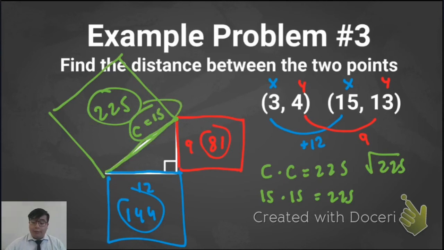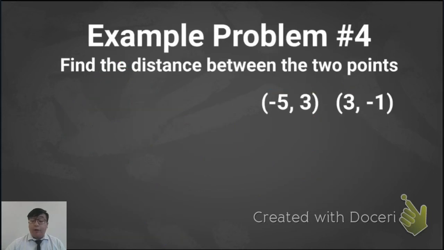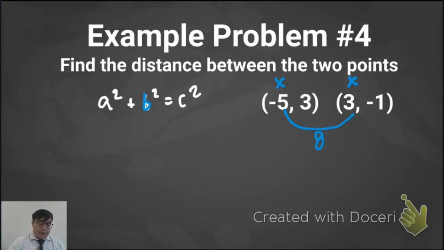All right, let's go over our last problem. I want to find the distance between the following 2 points, between negative 5, 3 and 3, negative 1. Again, the Pythagorean theorem states that a squared plus b squared equals c squared. And now I know I can find side B by comparing the x values. So from negative 5 to 3, that's going to be a change of 8. So I know that side B is 8. Now comparing the y values, I know from 3 to negative 1, that's going to be a change of 4. And so side A has a length of 4.